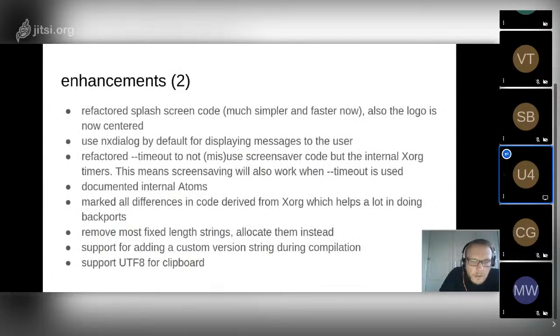Then next is splash screen code, the X2Go logo you see when starting up the NX. This was overly complicated and scattered over a lot of places in the code. I moved it to one place and reduced it to way fewer lines of code and way fewer X11 calls. So that's just better and quicker, and the logo is now centered.